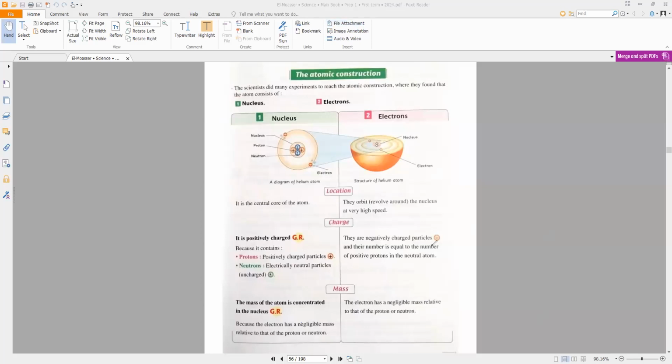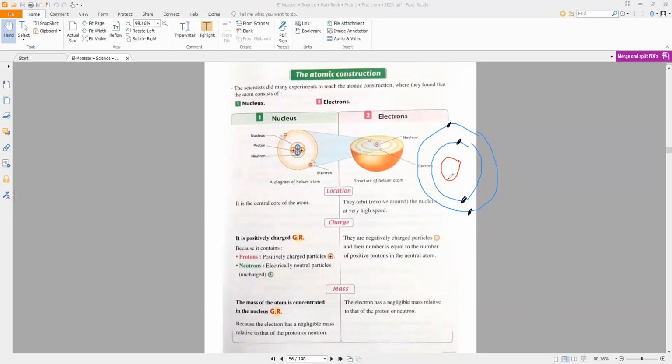The atom consists of two parts. The first part is the nucleus. The second part is the electron. Electrons revolve around the nucleus in fixed orbits.